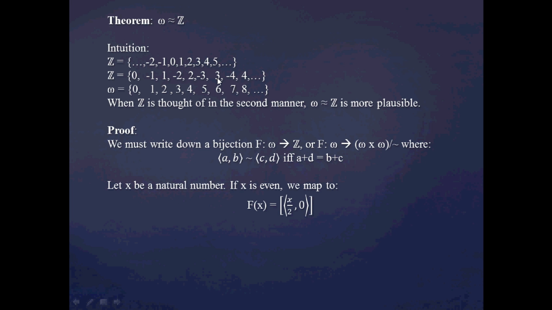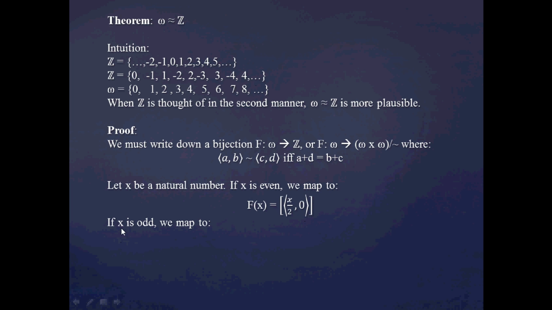And what's the integer representation for 3? It's the equivalence class of (6 divided by 2, 0), so it's going to be the equivalence class of (3, 0). And when I map 8 to something in the integers, that's going to get mapped to the equivalence class of (8 divided by 2, 0), or (4, 0).